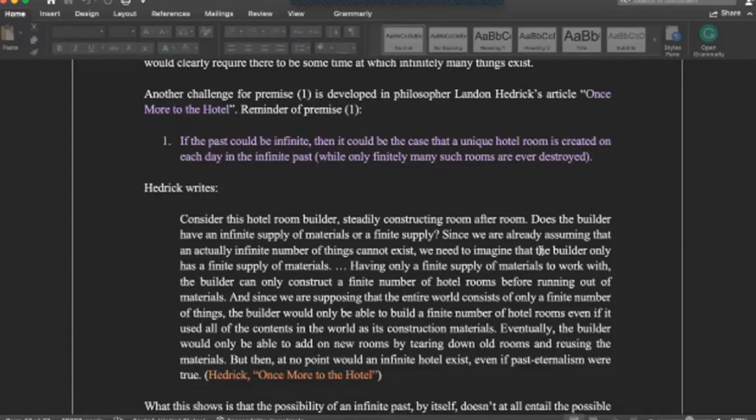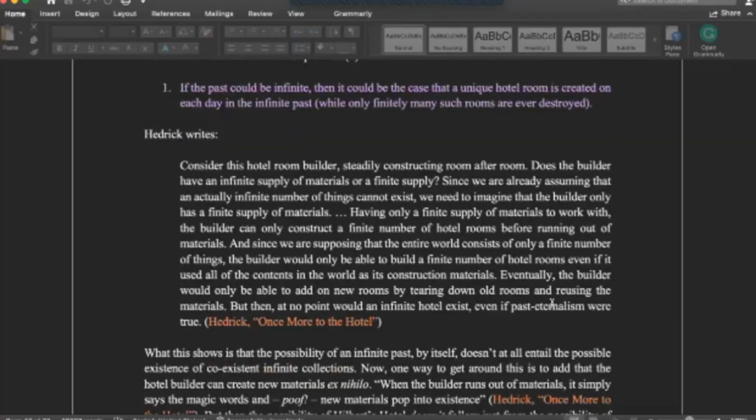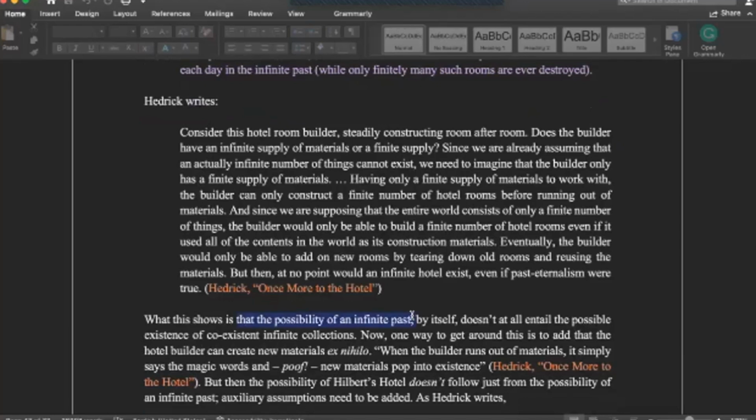And since we are supposing that the entire world consists of only a finite number of things, the builder would only be able to build a finite number of hotel rooms, even if it used all of the contents in the world as its construction materials. Eventually, the builder would only be able to add on new rooms by tearing down old rooms and reusing the materials. But then, at no point would an infinite hotel exist, even if past eternalism were true. And that is, even if the past were infinite in duration. And what this shows is that the possibility of an infinite past, by itself, doesn't at all entail the possible existence of coexistent infinite collections.